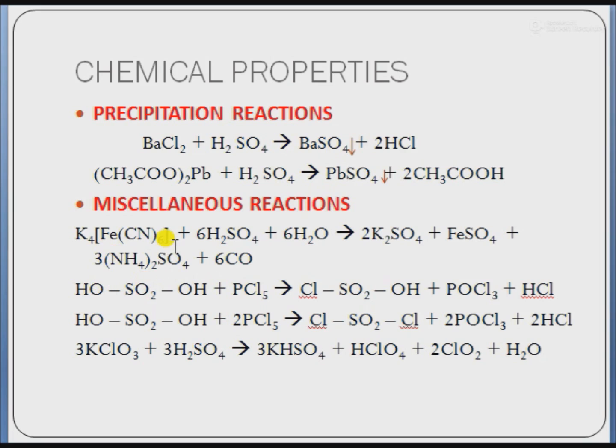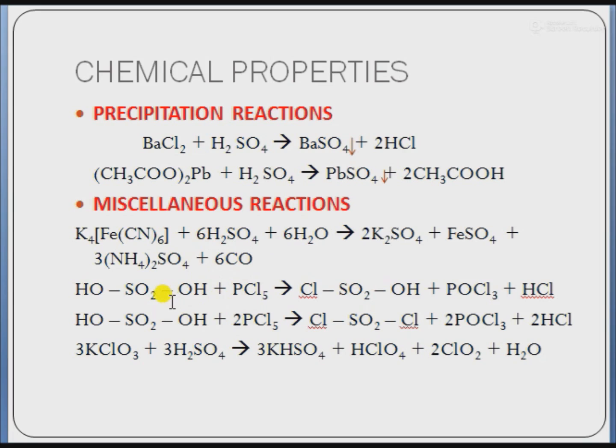Here it is the action of potassium ferrocyanide. When potassium ferrocyanide reacts with dilute H2SO4 plus water, it forms K2SO4 plus FeSO4 plus ammonium sulfate plus carbon monoxide. Here carbon monoxide is formed. When potassium ferrocyanide reacts with sulfuric acid, it produces carbon monoxide.